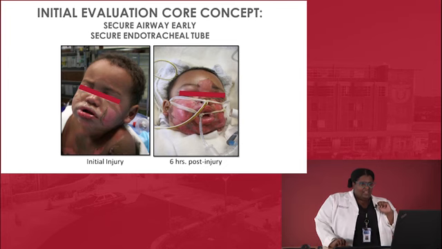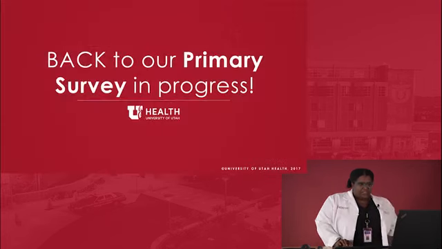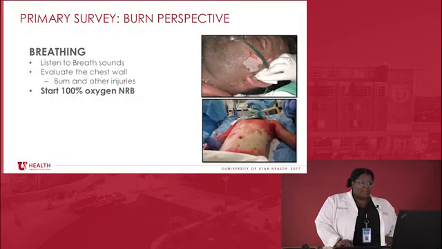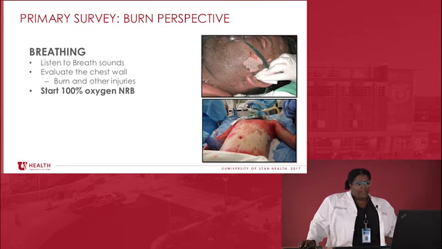Okay. So back to our primary survey in progress. Let's talk about breathing. So the traditional things that we do are listen to breath sounds and evaluate the chest wall. If you have a lot of burn across the chest wall, you actually may not hear breath sounds very clearly. You also may not see chest excursion, and you might have to consider some other things.